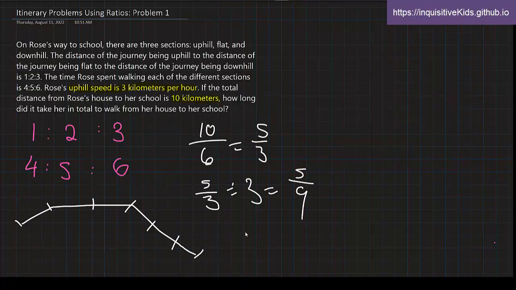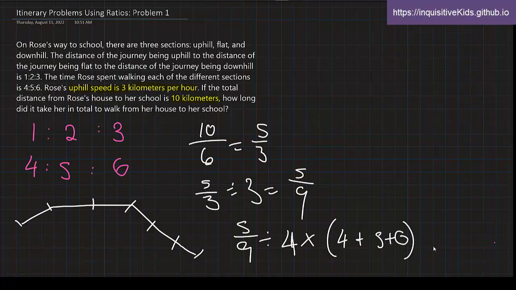We can solve that by taking 5/9 and dividing it by 4, which is the uphill part of the time ratio. So divide by 4, and then multiply by the total, which is the sum of 4 plus 5 plus 6. That gives us 25 over 12. So our final answer is 25/12 of an hour.